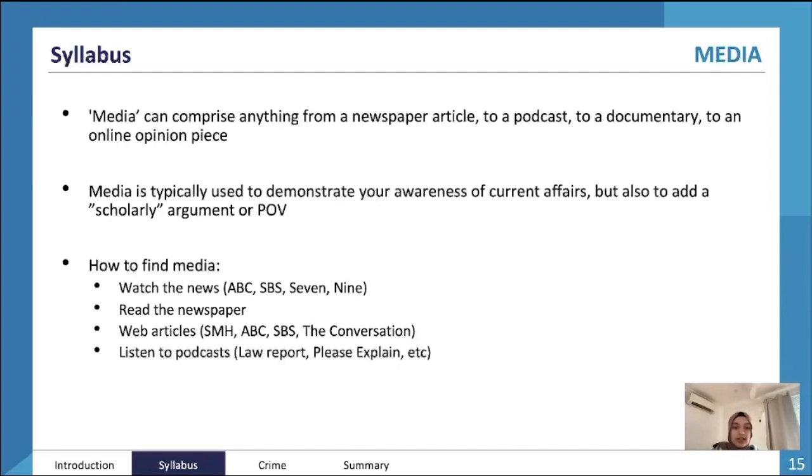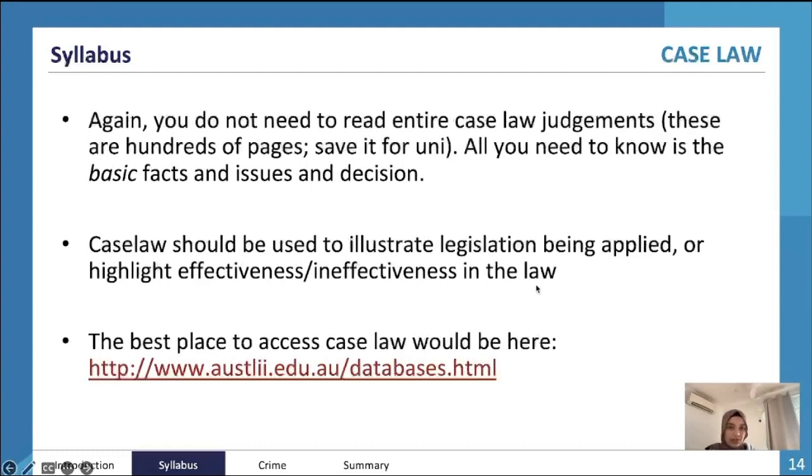Media. So media can comprise anything from a newspaper article to a podcast to a documentary to an online opinion piece. The main one that I used is the newspaper articles. So you could say the Sydney Morning Herald, and then you could quote the title of the piece or a specific quote from the article. But again, all of those apply. I also had a few online opinion pieces on different topics or dot points where there was controversy surrounding ineffectiveness or effectiveness of the law, because that will help me answer the question of effectiveness, ineffectiveness, right?